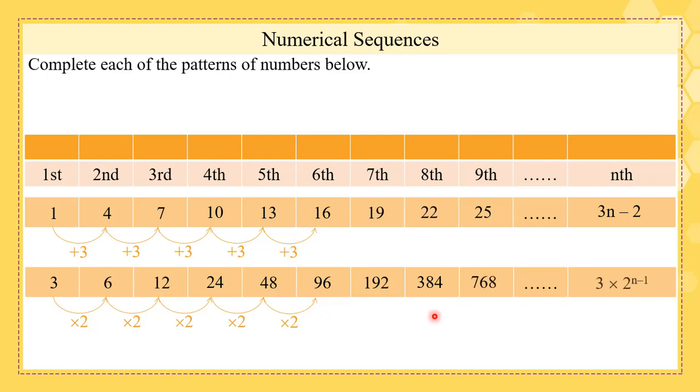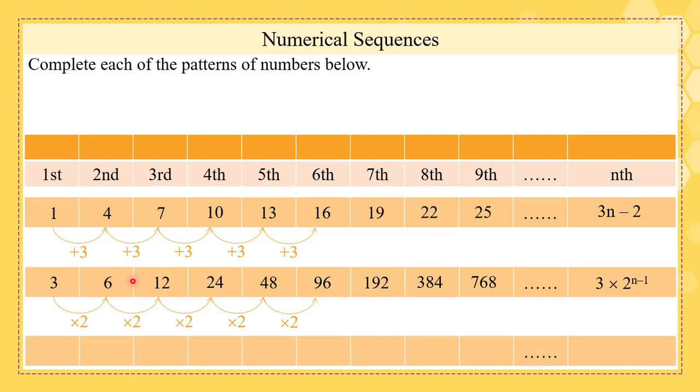And in general, the final answer in terms of n would be 3 times 2 to the power n minus 1. Now, how do we find it also? We have to find the relation between the term and the rank. We are always multiplying by 2, but we multiplied by 3 also.